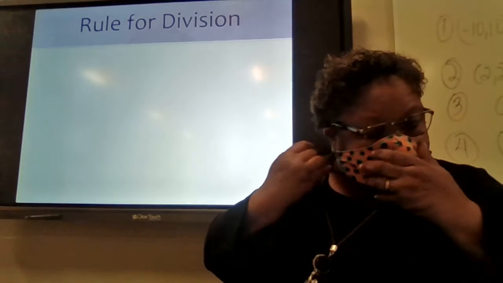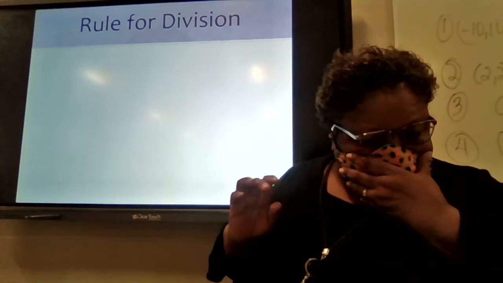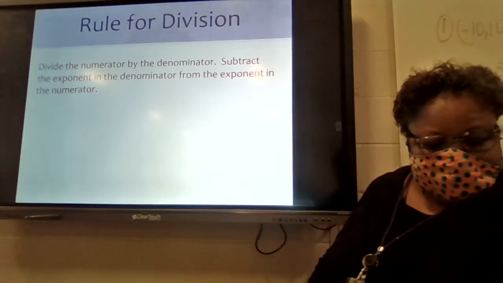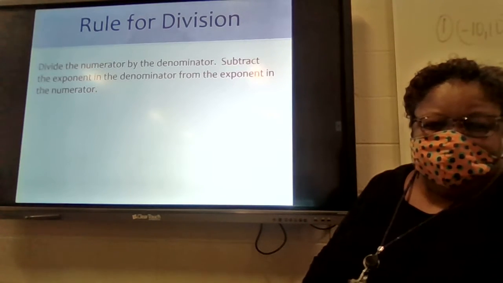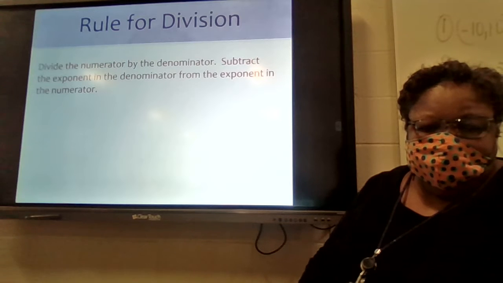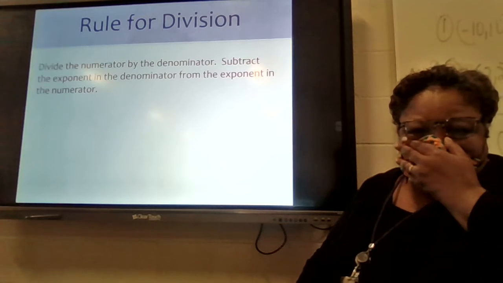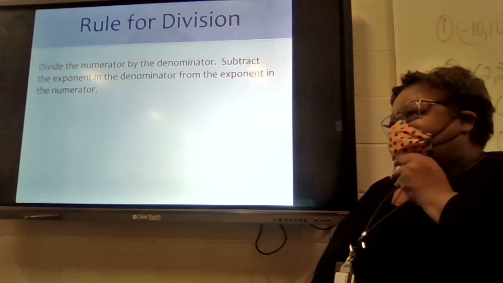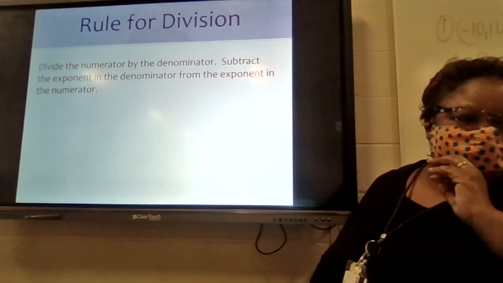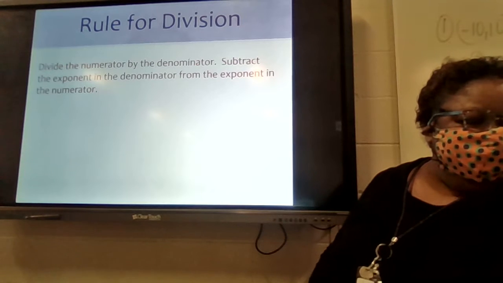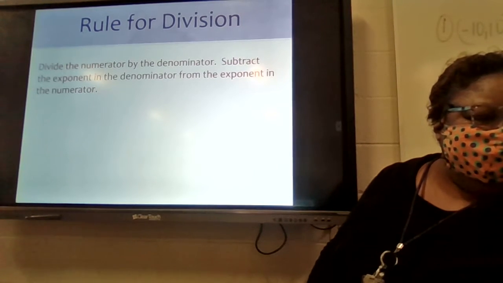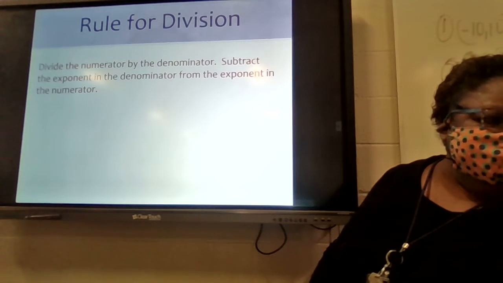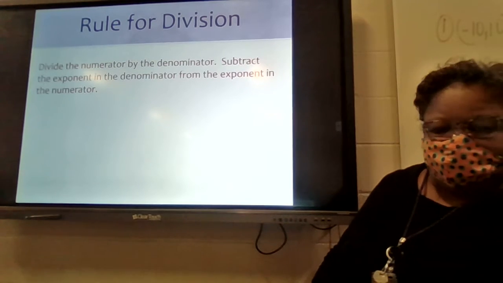Now, here's the rule for division. So you're going to divide the numerator by the denominator. Subtract the exponent in the denominator from the exponent in the numerator. In scientific notation, this is the only time we leave negative exponents. Remember in the other lesson I said you can't leave a negative exponent. You can with scientific notation.